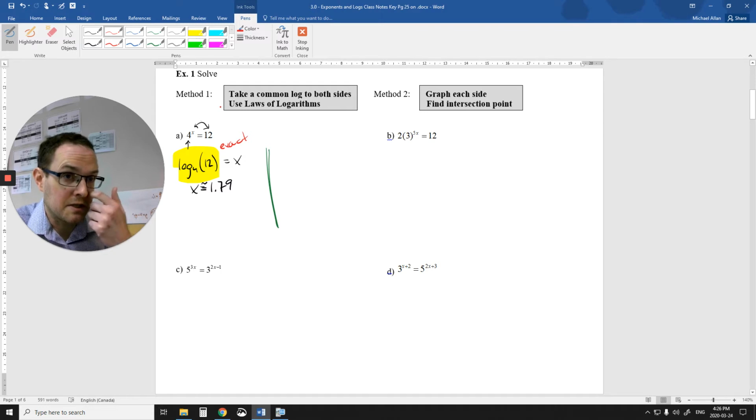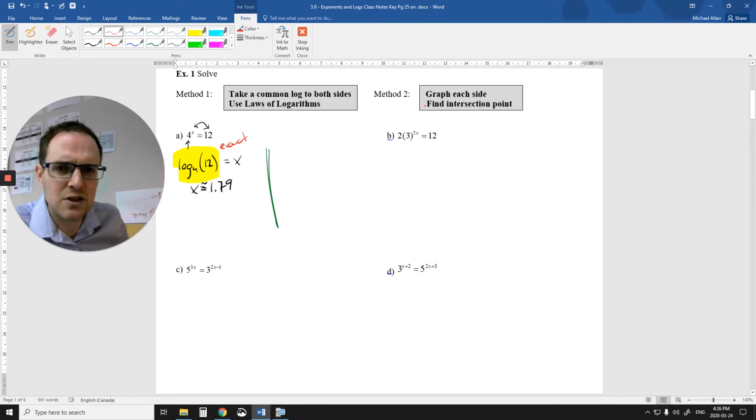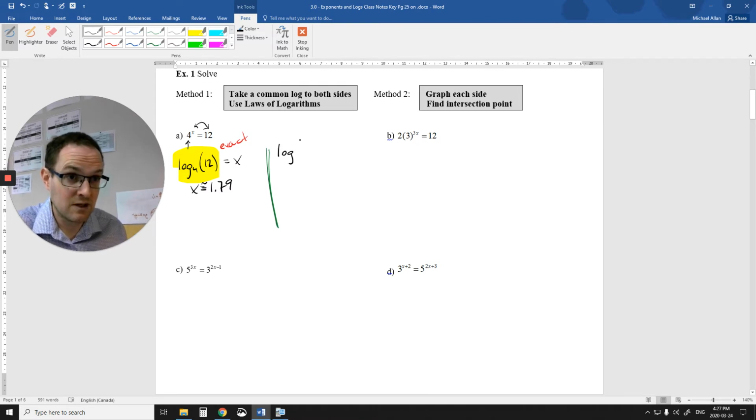You could just change it using exponential form. Another method mentioned up here, well, there's two methods here. You can graph both sides, but I'm not going to show you the graphing side. That's easy enough. You just graph the left side, graph the right side, find out where they cross each other. We've done questions like that before. Another method here is to take the common log of both sides. So rather than just change it to exponential form, we could just say, like we did before in a previous question, just take the log of both sides.